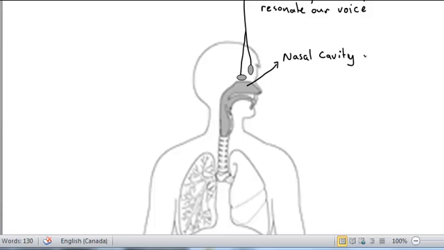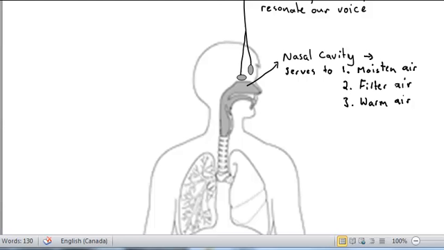So the nasal cavity serves to do all of the three conditioning activities. First, it helps to moisten air, filter air, and warm the air before it enters our lungs.